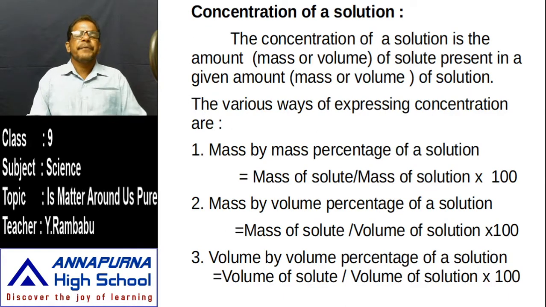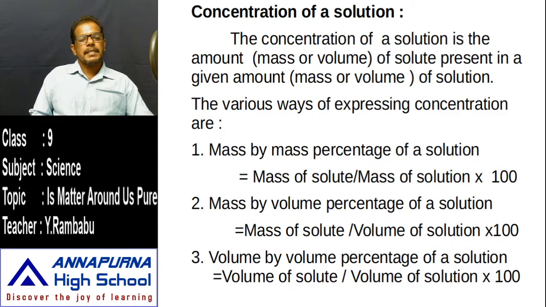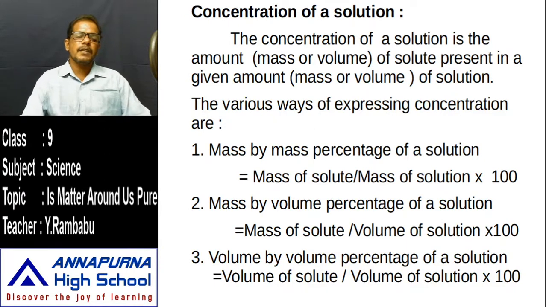There are different ways for expressing concentration. That means how much solute is present in the prepared solution, what we call concentration. What are the different ways of expressing concentration? Mainly, mass by mass percentage of a solution. Mass by mass percentage means the solute is expressed in mass, and the prepared solution is also expressed in mass, in grams. Then its concentration is called the mass by mass percentage of a solution.